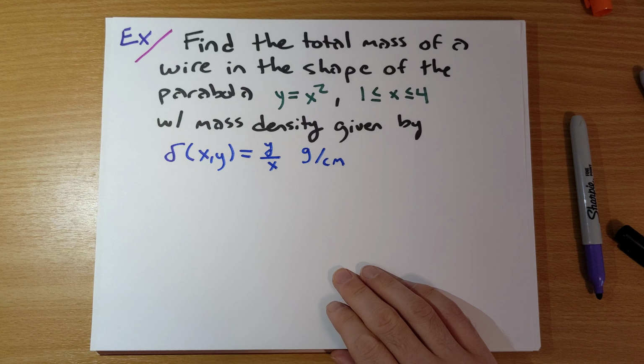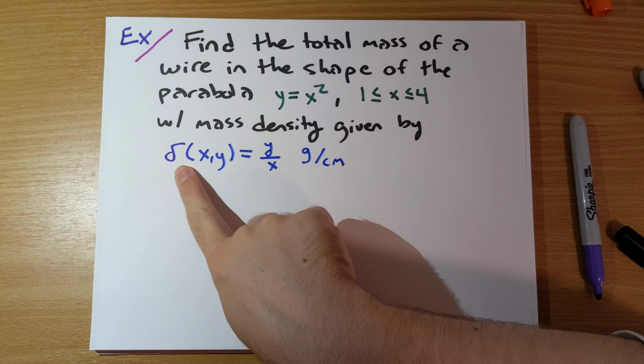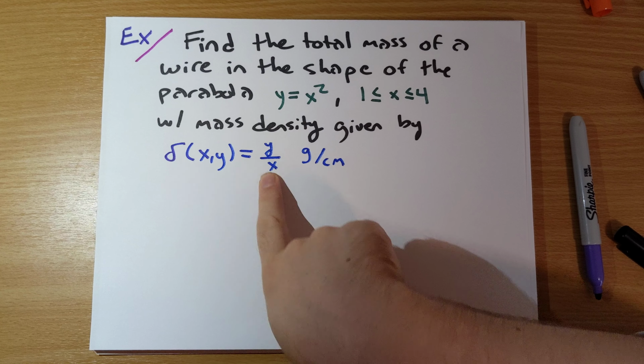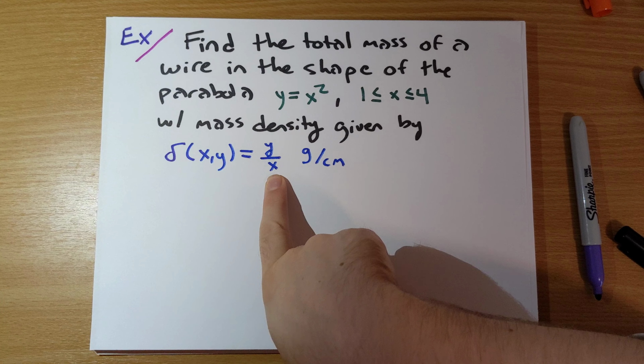Integrating density to find mass. So take a look at this problem. Find the total mass of a wire in the shape of the parabola y is equal to x squared, x runs from 1 to 4, and the mass density is given by delta of x, y is y over x grams per centimeter. I guess we're measuring x and y in centimeters here.